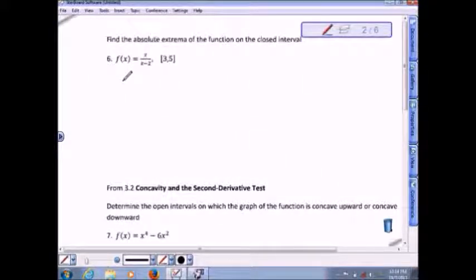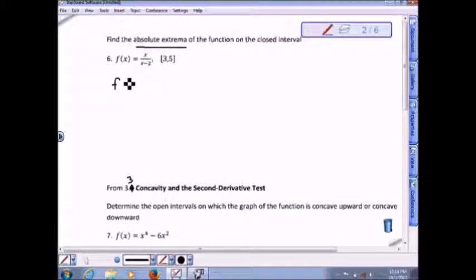Question 6 is also from 3.2. This was labeled incorrectly. That should be a 3.3. It talks about concavity. Anyway, question 6, find the absolute extreme. This is a similar process, but now we also have to consider the endpoints as being one of the extreme values of this closed interval, not just the critical values.